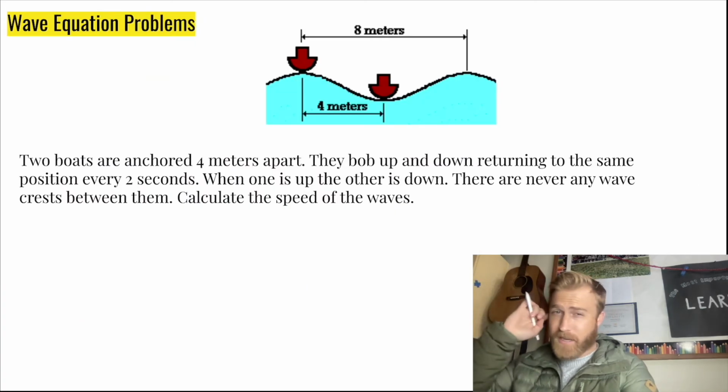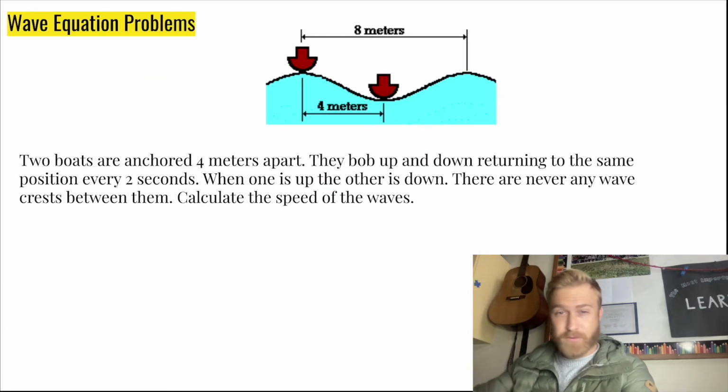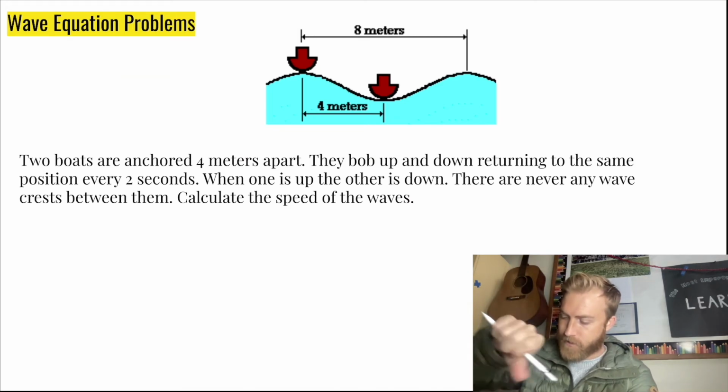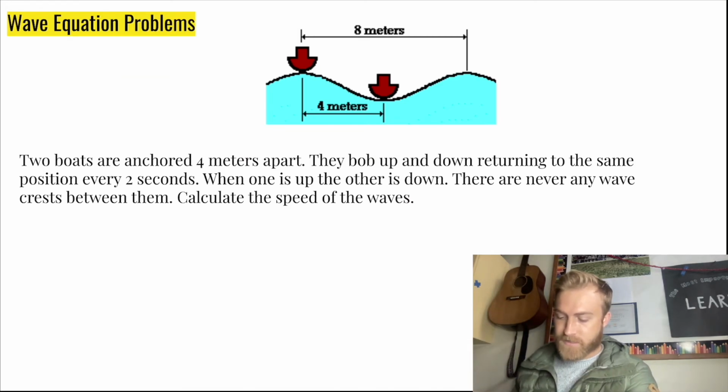Last thing, you're going to get some wave equation problems where you put it all together. So 2 boats are anchored 4 meters apart. They bob up and down, returning to the same position every 2 seconds. When one is up, the other is down. There are never any wave crests between them. Calculate the speed of the wave.